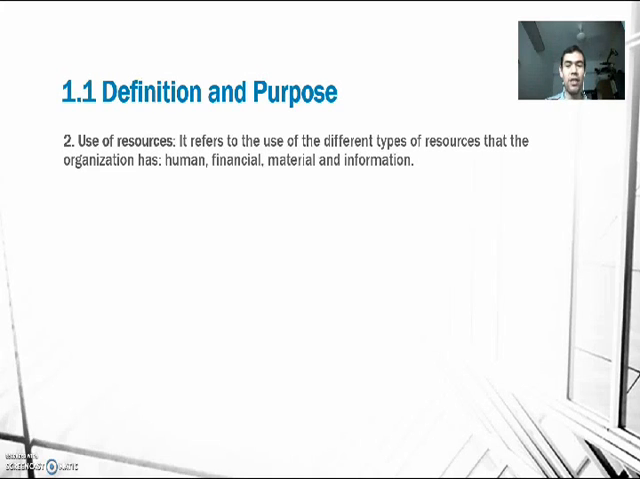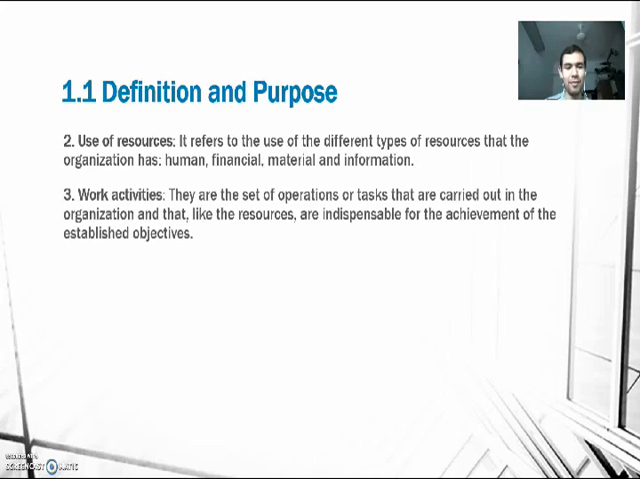Okay? Now I need another volunteer to read the third point. Work activities. These are the set of operations or tasks that are carried out in the organization and that, like the resources, are indispensable for the achievement of the established objectives. So we talk about having the materials to produce our products and then reach our objective. So the work activity is, for example, if you are a car producer, producing a car is gonna be your work activity. So you need to be able to manage this task in a proper way that will be in line with your objectives.